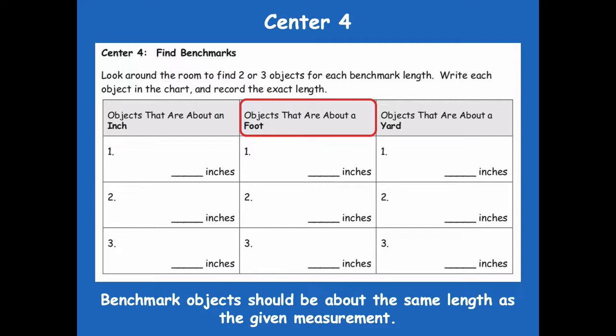Okay, and then for this last one, you want to come up with objects that are about a yard, 3 of them. So think about what could be about 3 rulers put together. So I know most of you don't have a yardstick, and that's okay. Just do your best with this part. Okay, so that's center 4.